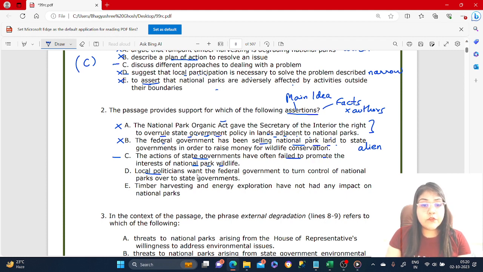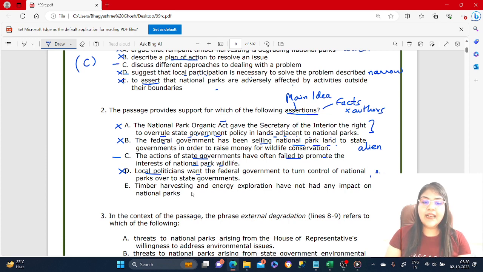Local politicians want this. This was not told in the passage. The local politicians were just mentioned in the passage as helping the citizens locally to achieve their goals, like timber harvesting or fuel or something like that. But it is not written that they want to control and all these things. This is a very alien option. This is not the right representative of the passage, in fact.